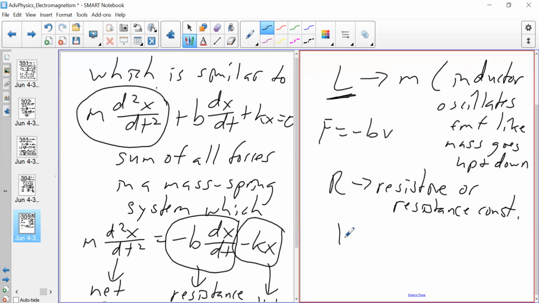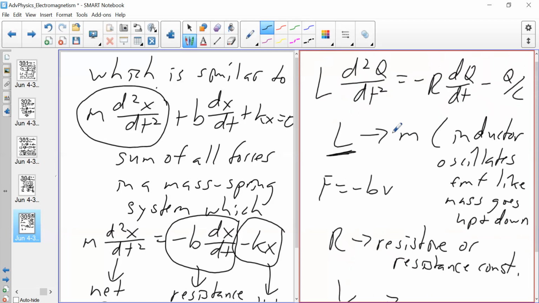And then 1 over C in this case is like the spring constant, because we have kx. And the x in this case is the q, because look at it, we were doing derivatives with respect to q. So this is x, x again, x. So 1 over C would be the k.